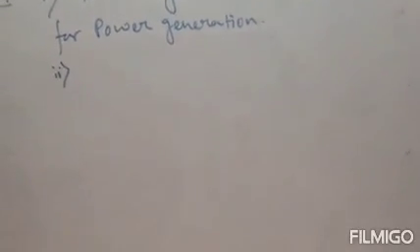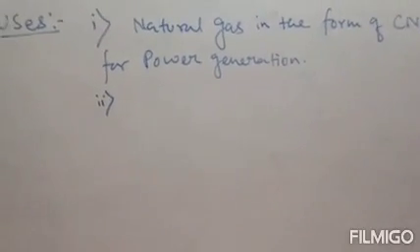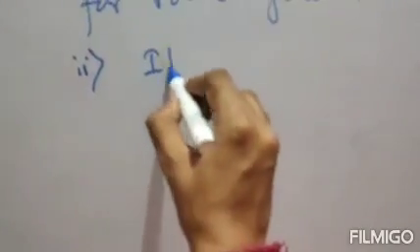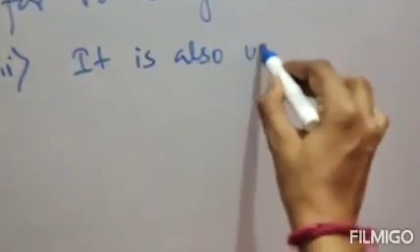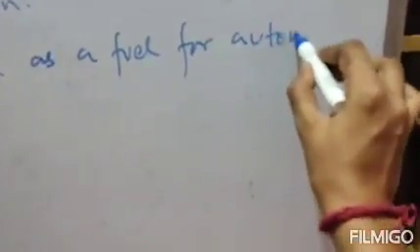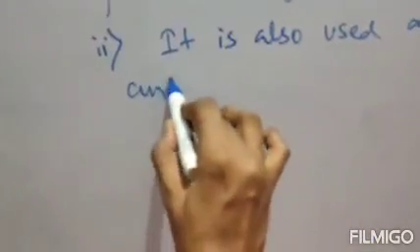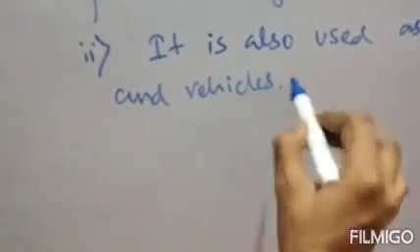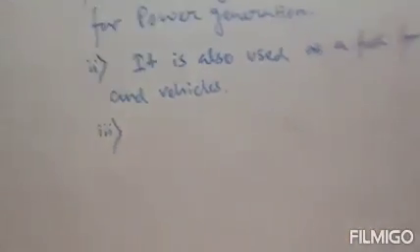Number 2, it is used also as a fuel for automobiles and vehicles. That means in autos, in taxis, in two-wheelers, CNG is used. So it is also used as a fuel for automobiles and vehicles.